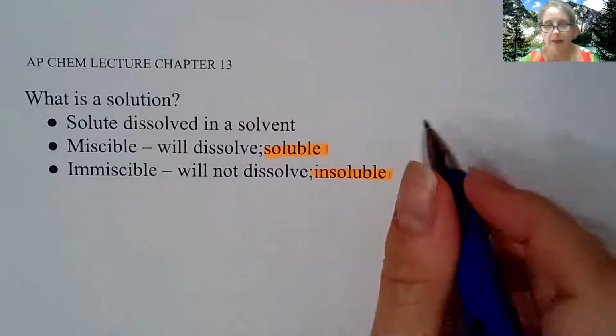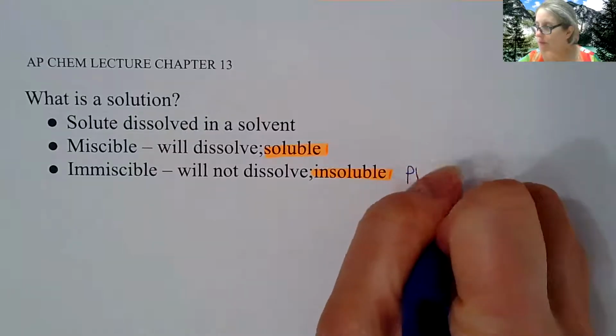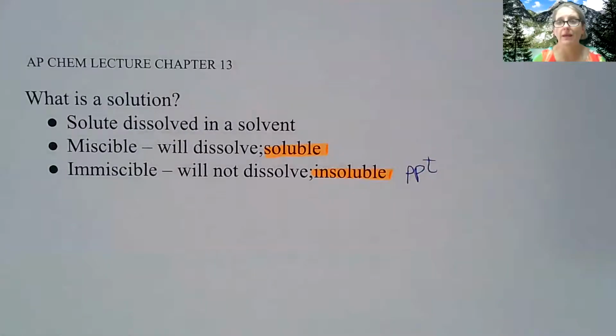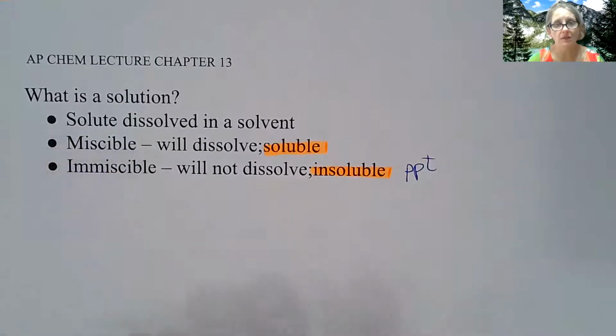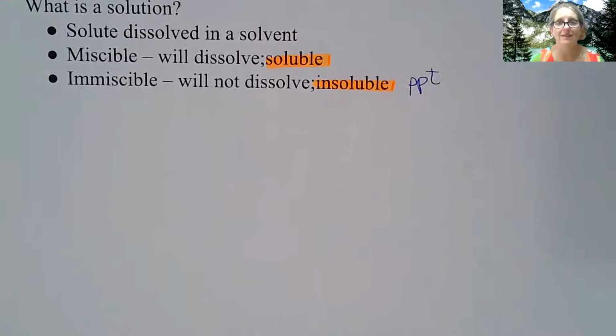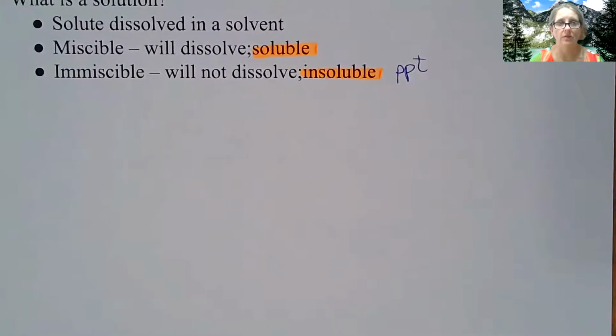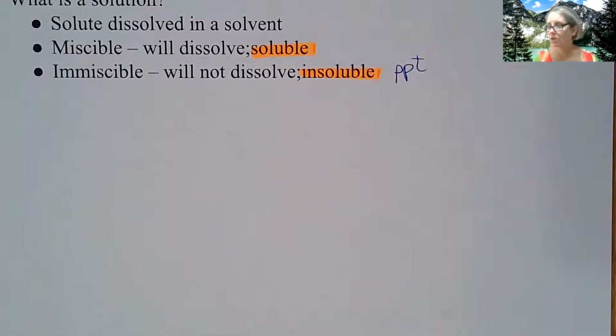You might remember the insoluble term is what we use for if something made a precipitate, if the ions got together and made a precipitate. So two other terms you might hear are miscible and immiscible. Miscible means the same as soluble. Immiscible means the same as insoluble. Okay, so those are going to be some terms that you should know.